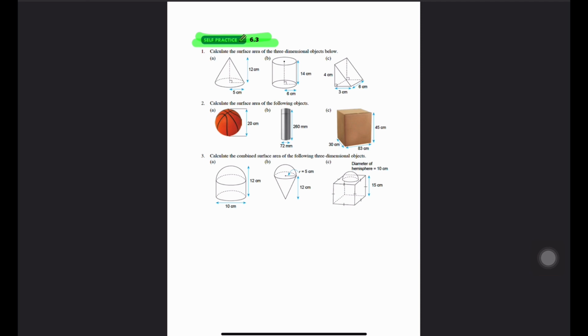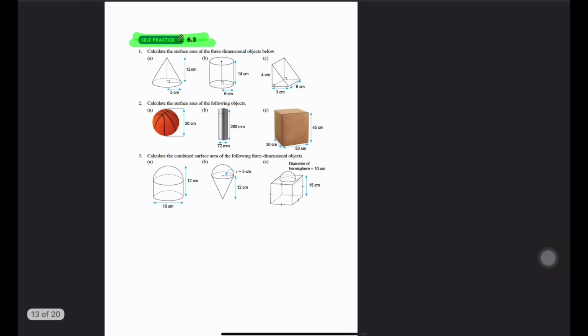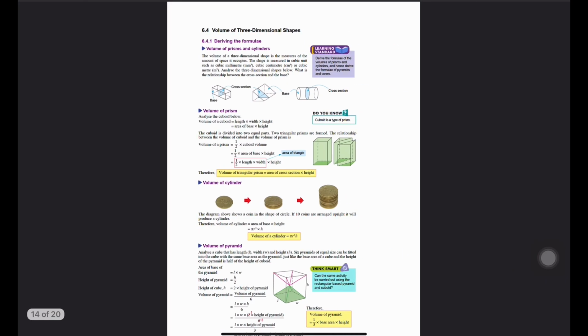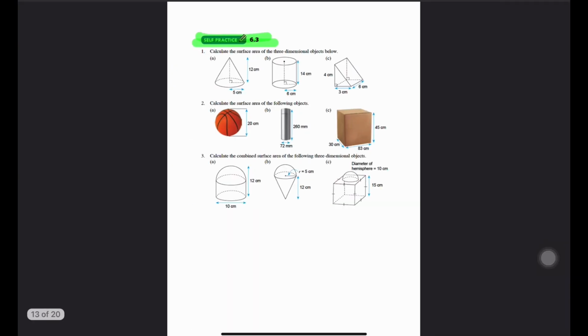So I think that's it for today's class. Next week we are going to look into the new subtopic regarding volume. This class we calculated the surface area. So next class we are going to look into volume, or isi padu.